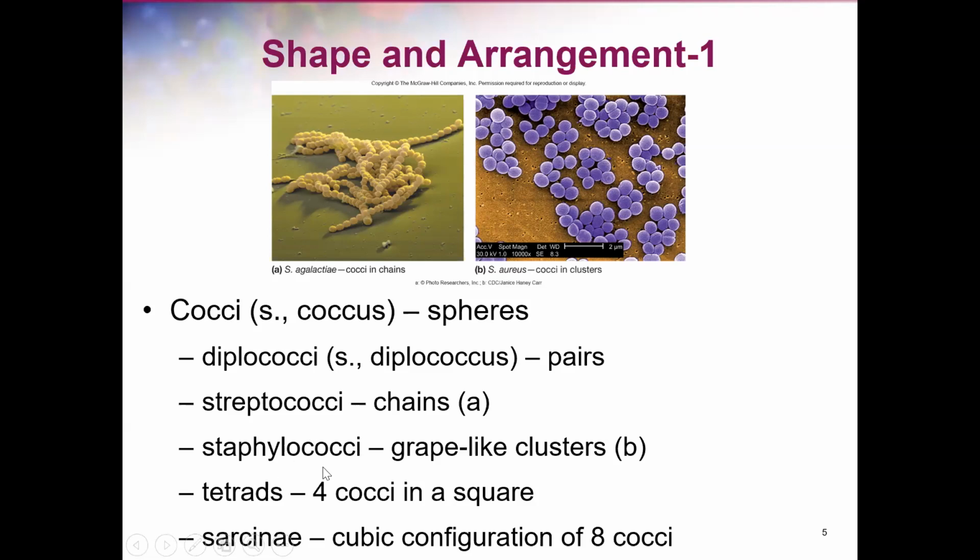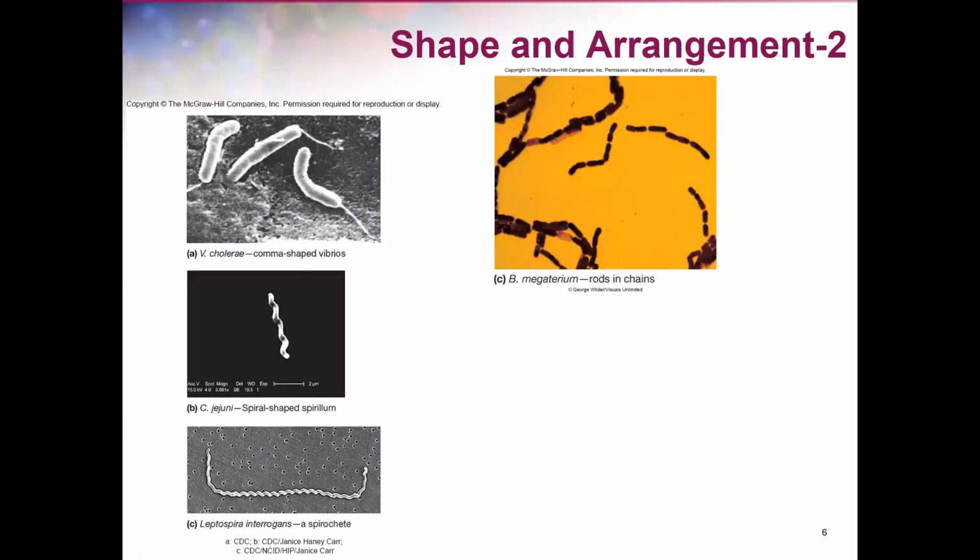Then staphylococci are just like a grape. They form clusters. So we also know Staphylococcus aureus, right? Aureus. This is just a very typical pathogen species. And also when they stick together as 4 or 8, they have different names, like tetrad and sarcina. That's just the name for those kinds of arrangements.